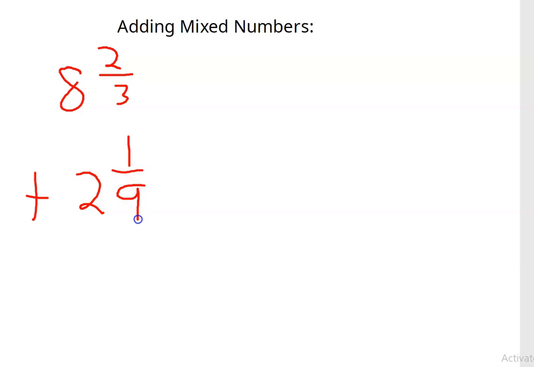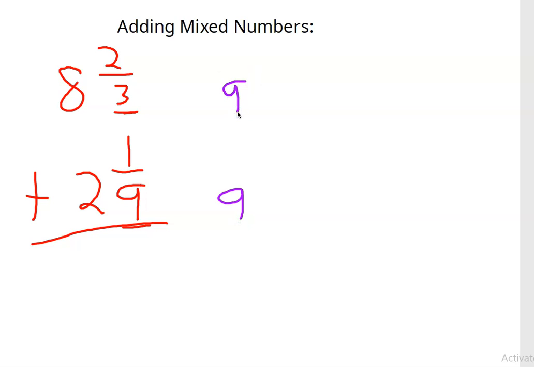And let's do one more. 8 and 2/3 plus 2 and 1/9. All right, so let's see what we have here. Now I'll do my check that I did before. Does my smaller denominator go into my larger one? Yes, it does. So 3 goes into 9. So 9 is my denominator.